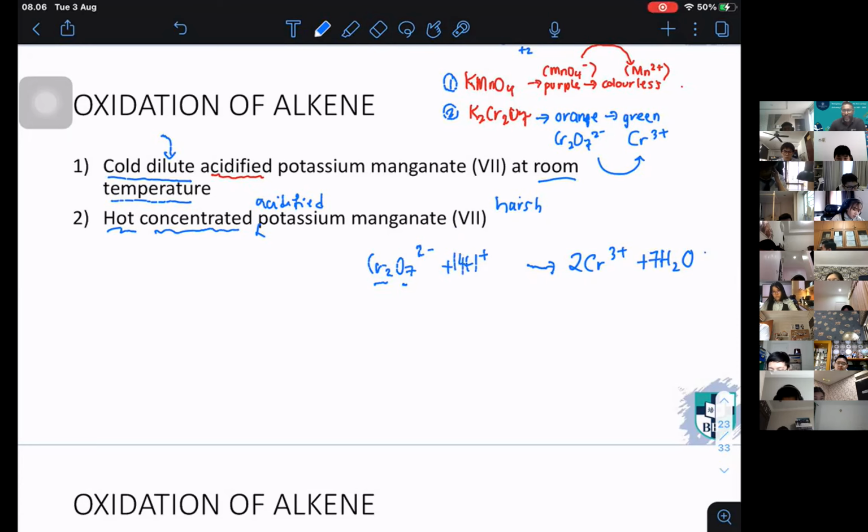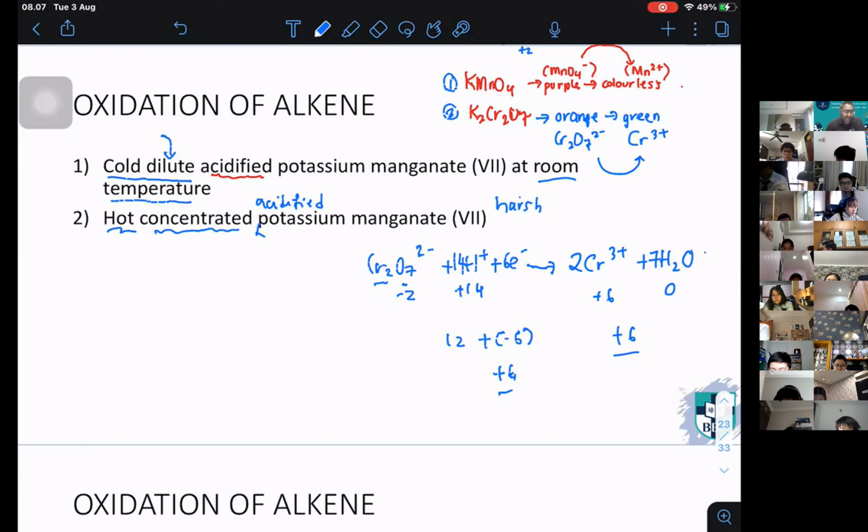The last thing is to balance the charges. The charge on the right is 2 times 3, which is plus 6. On the left, this is plus 14 and this is negative 2, so when I add, it's 12. The only way to make the charges left and right the same is by adding electrons. So I add 6 electrons. When I add 6 electrons, minus 6, I get plus 6 and plus 6. So this is how you balance the equation. Please learn how to do that.